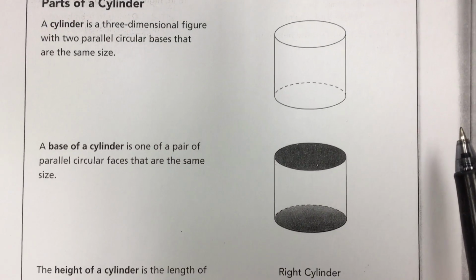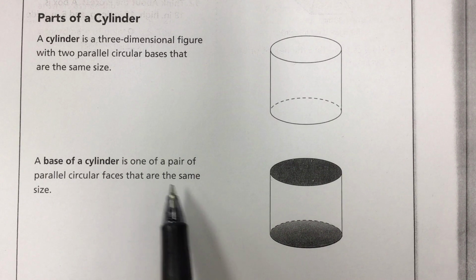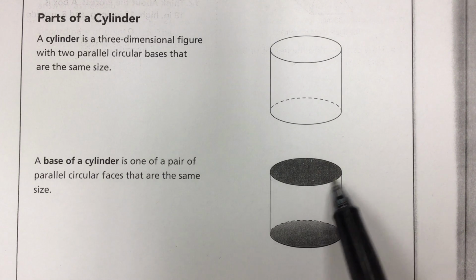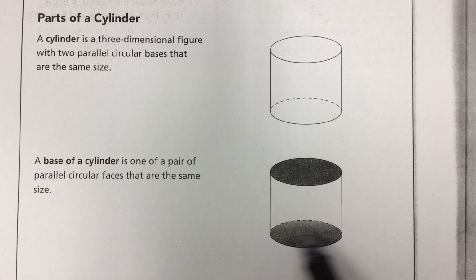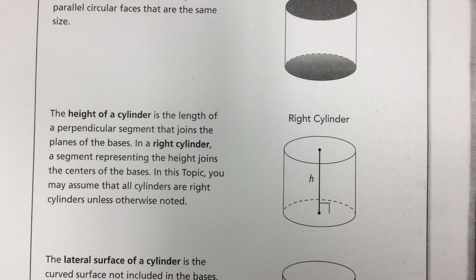We have the bases of a cylinder. The base of a cylinder is one of a pair of parallel circular faces that are the same size. You have a top and a bottom. Both of these are your bases, and they are the same size. The height of a cylinder is the length of a perpendicular segment that joins the planes of the bases. In a right cylinder, a segment representing the height joins the center of the bases.